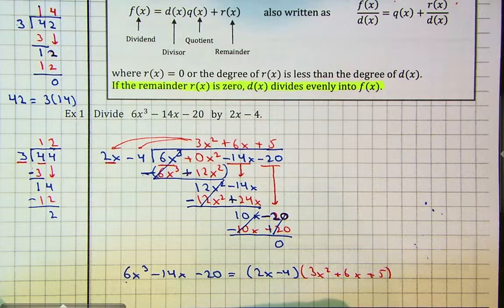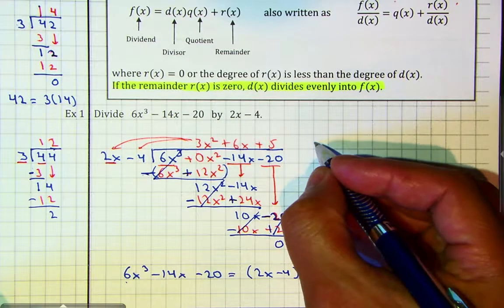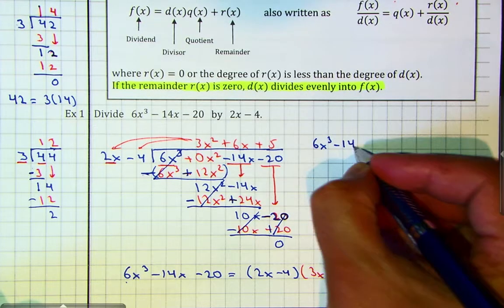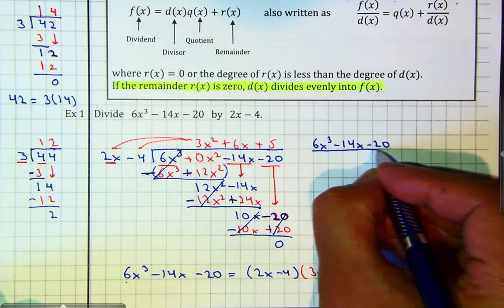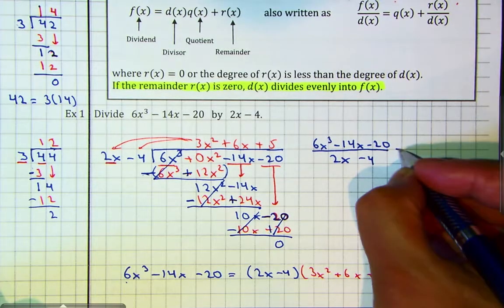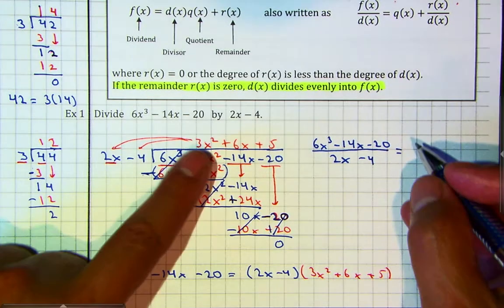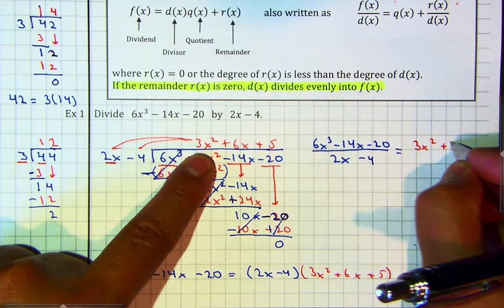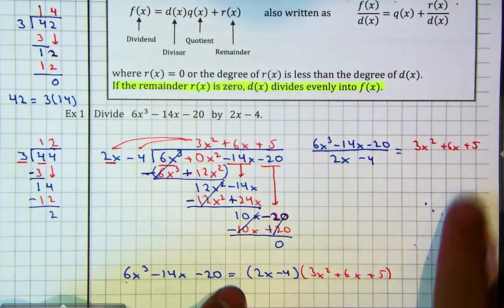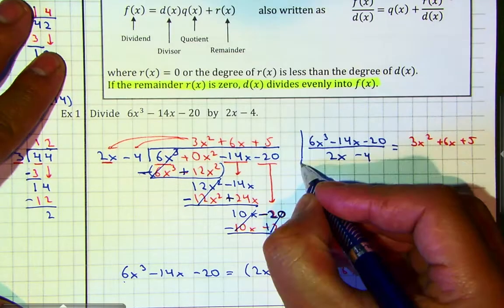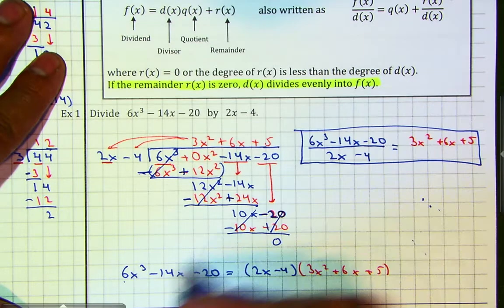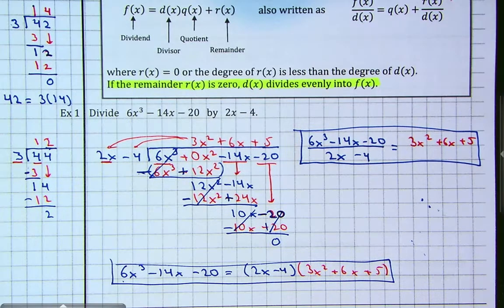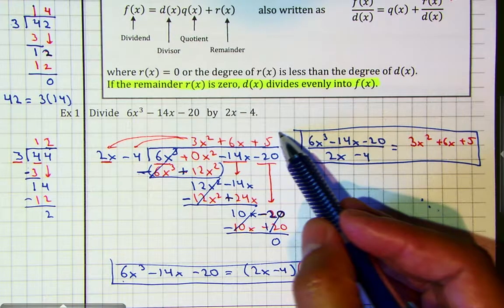But another way to write it down is that 6x to the third is in this form, and that's how you guys saw last year. And sometimes you guys will see that on the test as well. 6x to the third minus 14x minus 20 divided by 2x minus 4 is equal to 3x squared plus 6x plus 5, and there's no remainder. This is equivalent to that. And you see that if you multiply both sides by 2x minus 4, you end up with this.